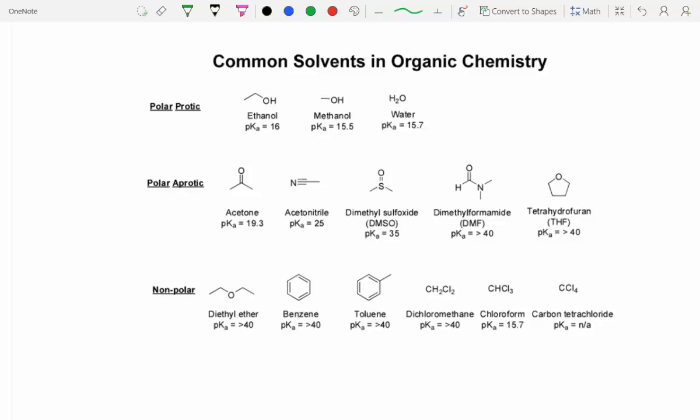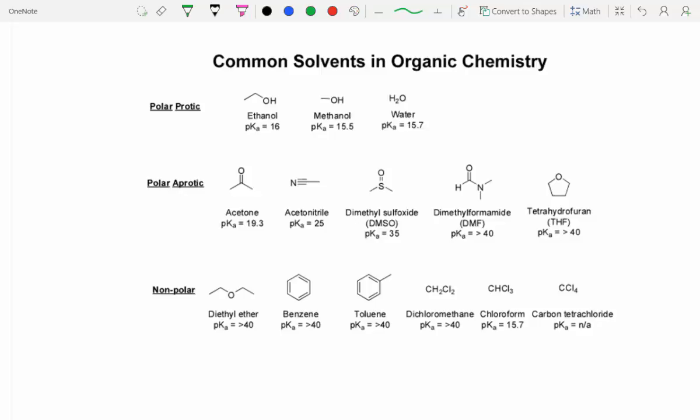This delineation of solvents into polar protic, aprotic, and nonpolar will come back when we get into chapters 7 and 8, so you will refer back to this table later on, but it's pretty useful right now. Are there any questions with picking solvents?